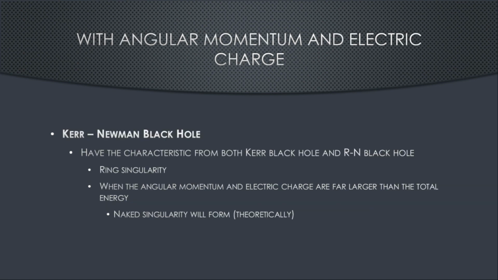And the last type of black hole is the black hole with angular momentum and electric charge. It's called the Kerr-Newman black hole. This black hole has the characteristics of both the Kerr black hole and the Reissner-Nordström black hole. It has a ring singularity, and when the angular momentum and electric charge are far larger than the total energy, then theoretically a naked singularity will form.